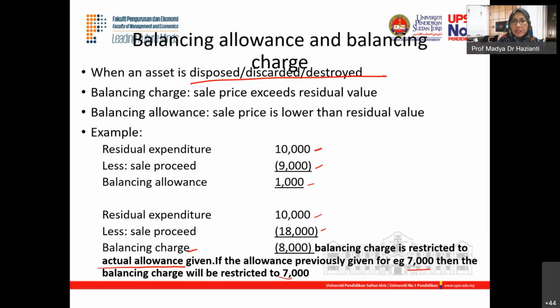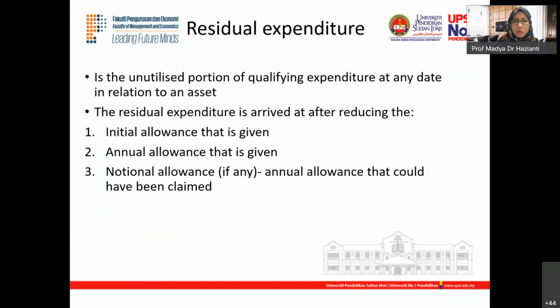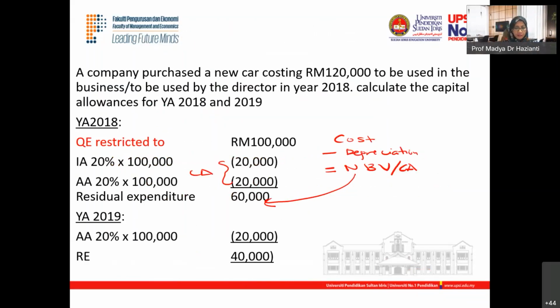Alright. Kita pergi ke example ni. Saya bagi contoh lah. Kita terus kira je. Okay, katakanlah this example 100,000, 60,000. Residual expenditure dia 2019, 40,000. Okay, katakanlah same example cuba you kira. In year 2019, dia jual. Katakan dia dispose pada harga price 55,000. Okay, cuba kira. Dia dapat balancing allowance ataupun balancing charge.